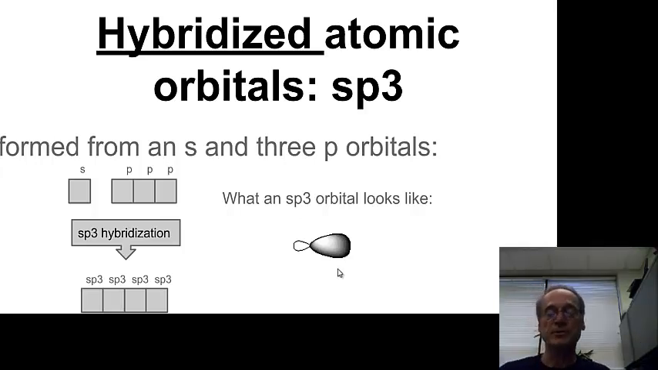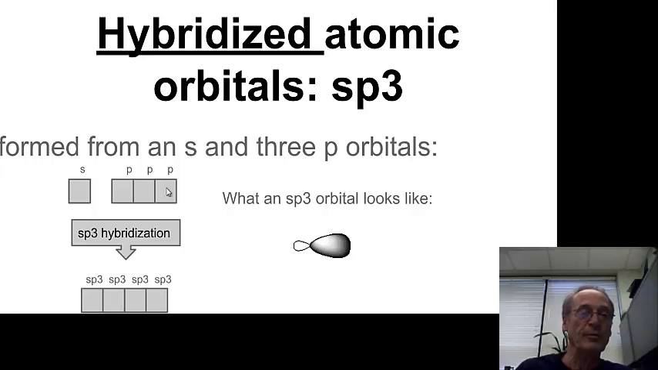Okay, so let's be specific now. Let's look at sp3 hybridization. sp3 hybridization comes about by combining an s and all three p's in a particular energy level. Obviously this can't happen in the first level because there are no p's, but in the second level or the third or above you can do this process called hybridization. sp3 specifically involves the s and the three p's from a particular level.